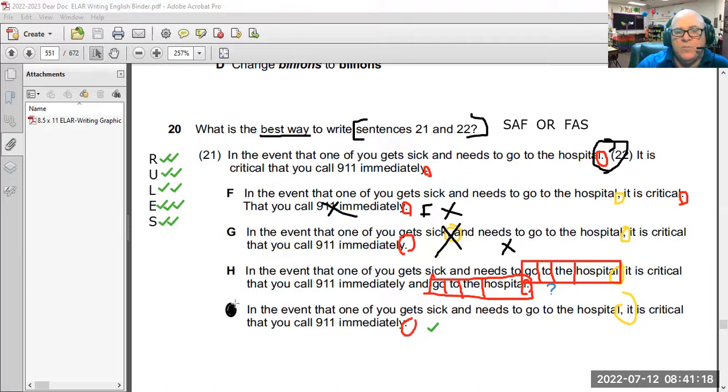Let me know which strategy that you liked best. If you watched all four, congratulations. I would suggest that maybe you try all 20, because the more you practice something, the better you're going to get at it.